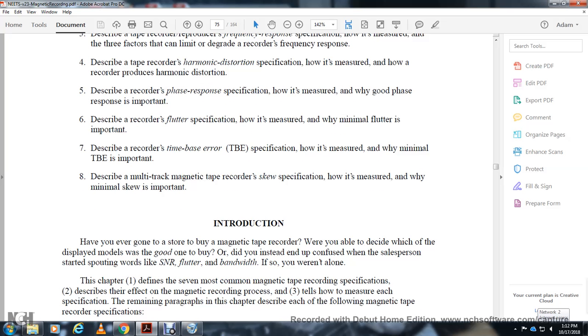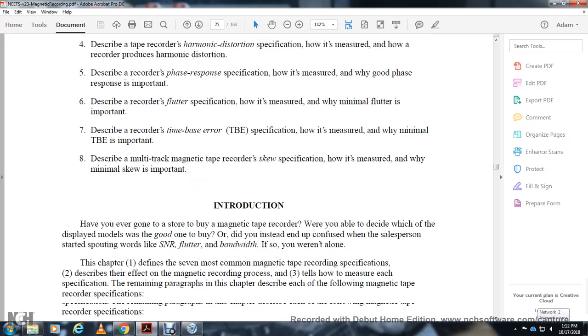Have you ever decided which tape recorder model to buy, when the salesperson started with the signal noise ratio and flutter specifications, and you were lost?